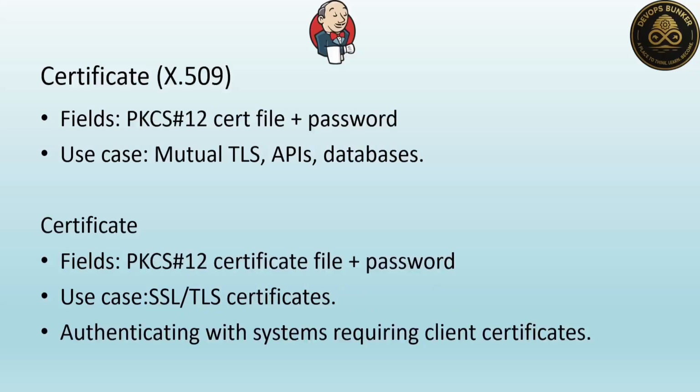Next one is certificate. Here we will be able to see the fields: PKCS12 cert file plus password. The use case is generally to connect to databases and APIs. Next one is also certificate. This is another kind of certificate. Here also we will provide the certificate file and password, because every certificate should contain a password. So we have to provide both to enable the authentication. Generally this will be used to connect to third-party tools with the help of certificates.